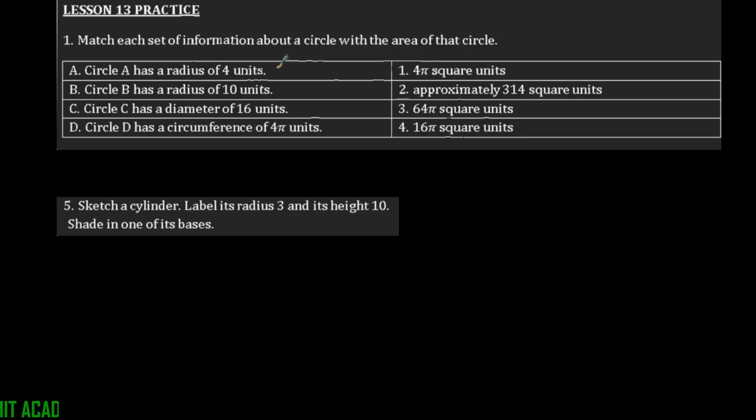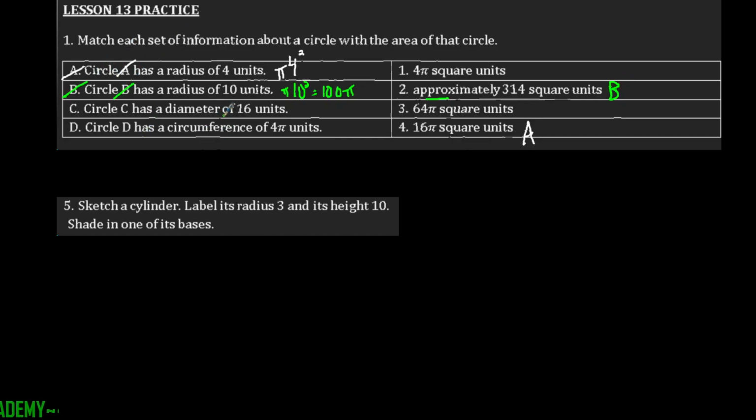we would say it's going to be pi times the radius squared, so 4 squared. So that's going to be 16 pi, so that's going to be A down here. So A is going to be that bottom one. For the next one, I can say the radius is 10. So if I do pi times 10 squared, that's the same thing as 100 times pi, which is going to be that second one, because if we multiply that out, approximately. We're going to say that number 2 goes with B.